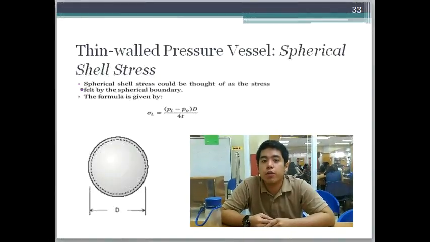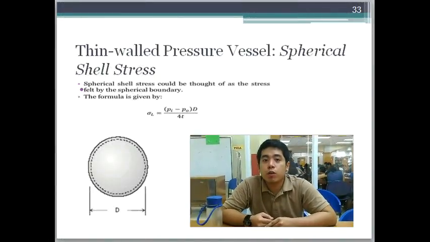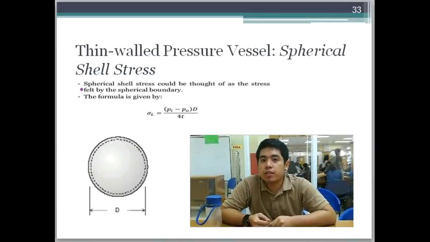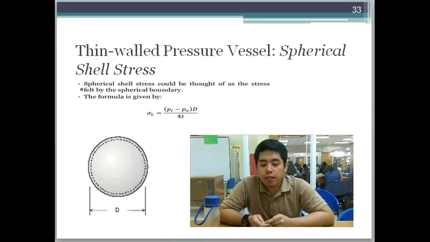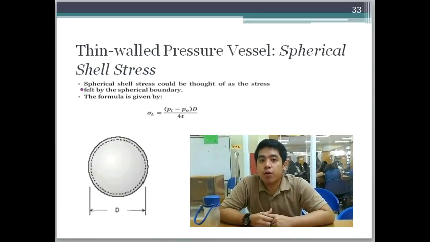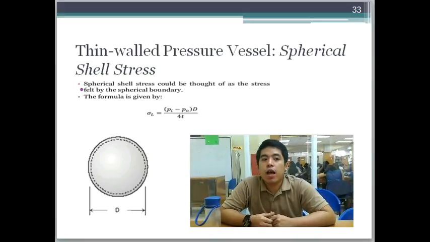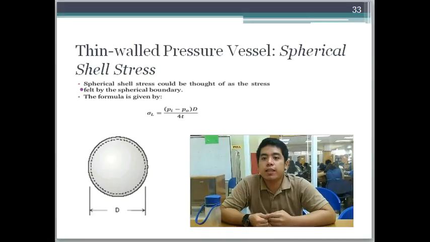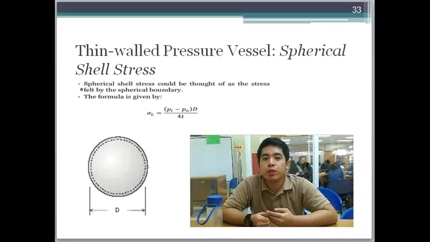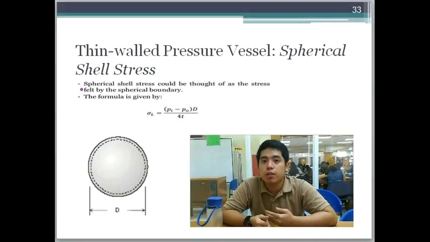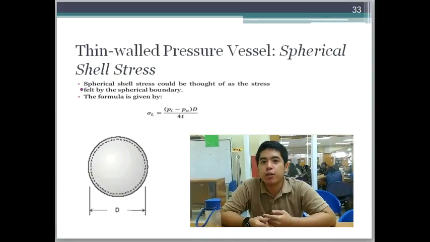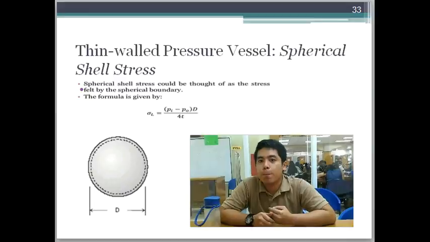A sphere is also a common example of thin-walled pressure vessels. The stress is given by the gauge pressure times the diameter of the sphere divided by 4 times the thickness of the wall of the sphere. Commonly, we can see it in balloons. As we all know, there is a limit in how much pressure we could put inside the balloon before it pops. The pressure is controlled by the stress formula given a while ago.